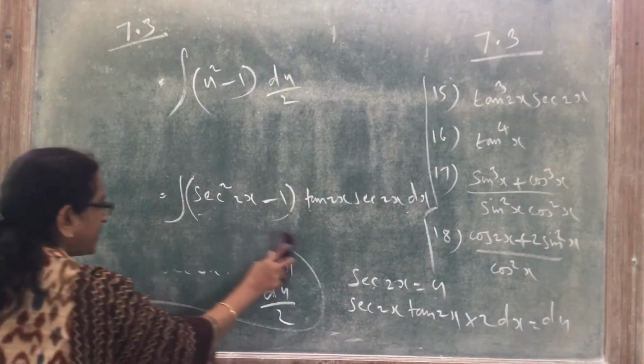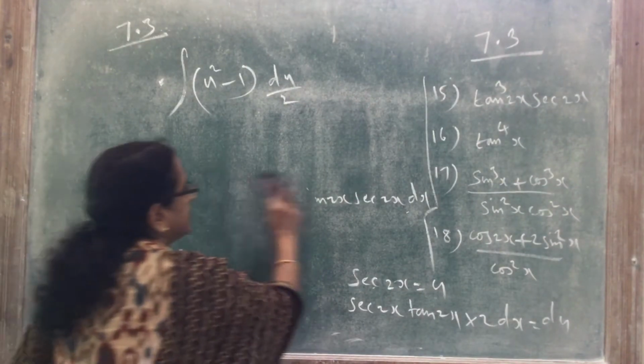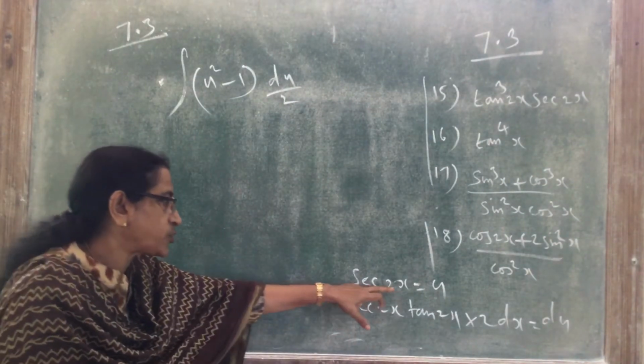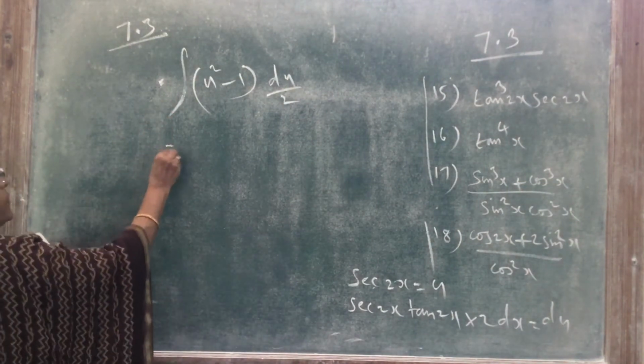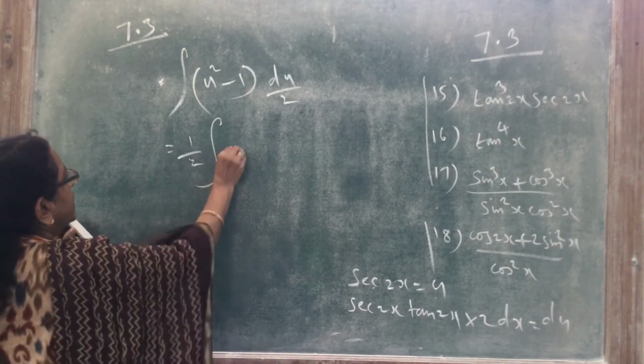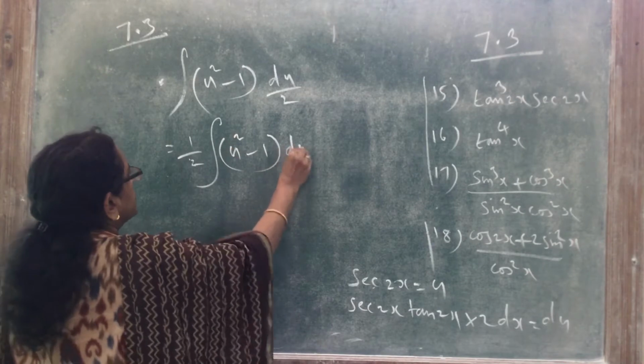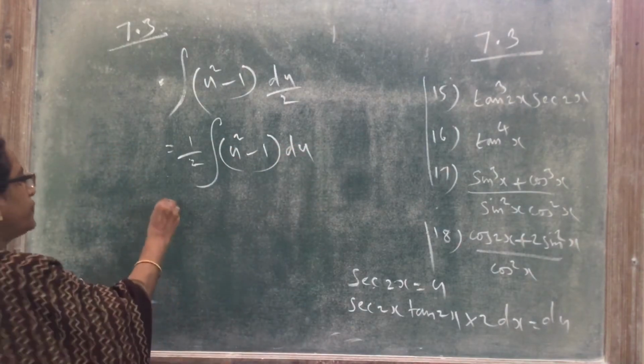Now we can find the integral, since we have substituted sec 2x equal to u. Take 1 by 2 outside: the integral of u square minus 1 du. Now, we know the integral. What is the integral of u square?